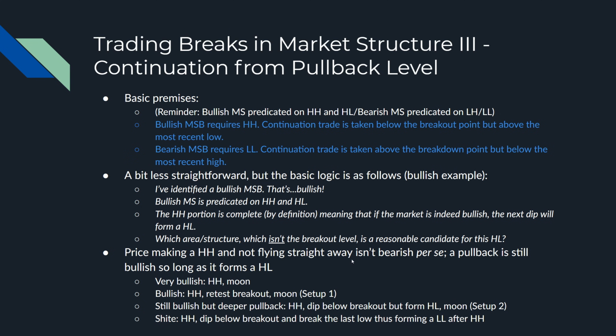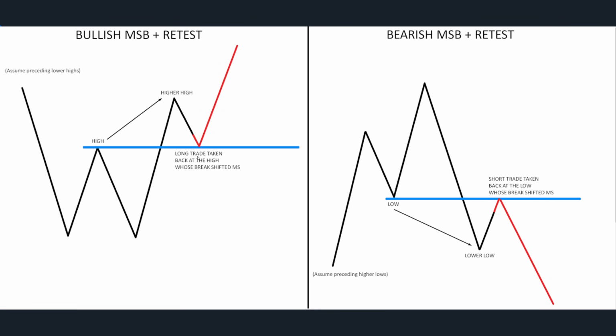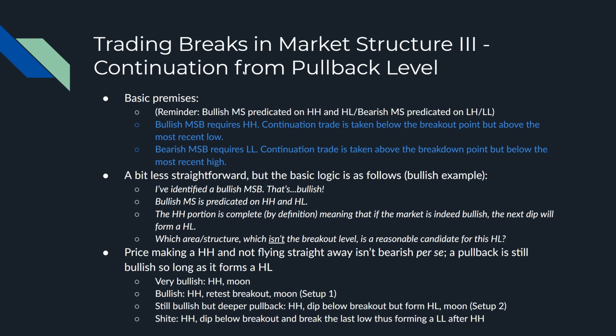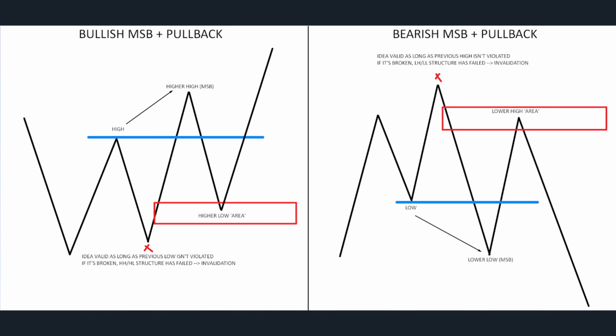As long as whatever dip follows doesn't make a lower low, it's still technically bullish and meets our criteria. And again, we can come up with a bit of a spectrum or scale here, where the very bullish variant is a higher high into a moonshot. Okay, you get a breakout and it just full sends Bitcoin style. Then you have still a bullish option, which is setup number one, where you get the higher high, retest the breakout, and then moon. That's bullish. Still bullish but deeper pullback option is higher high, dip below the breakout but form a higher low, and then moon, which is the setup that we're talking about here.